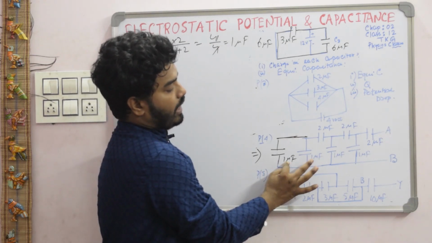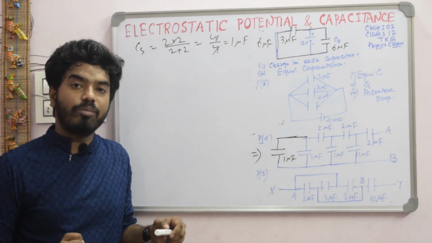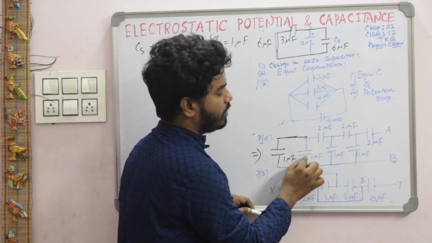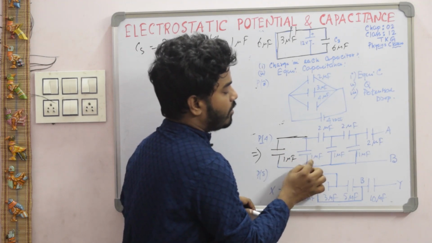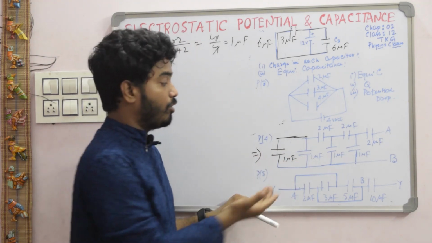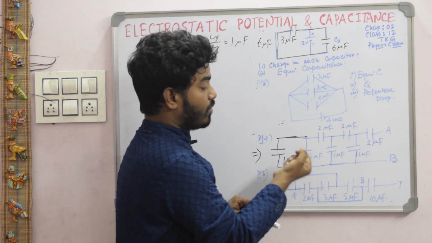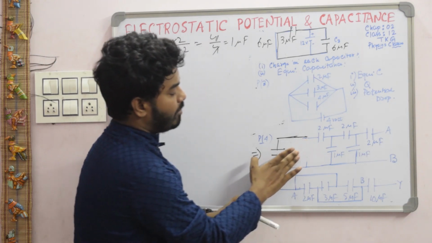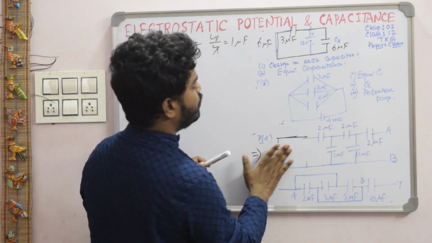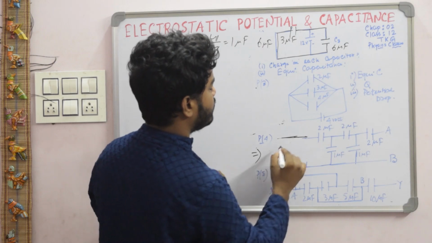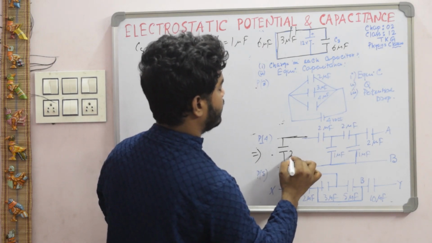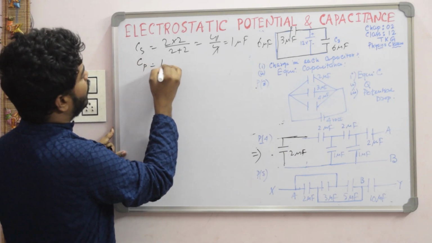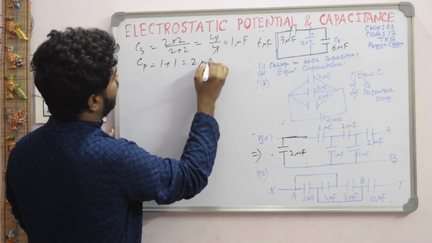Now check again. This 1 microfarad and this 1 microfarad are connected in which combination? This plate is connected with this one, and this plate is connected with this one. So 1 microfarad and 1 microfarad are connected in parallel combination. So what will be the equivalent capacitance? 1 plus 1, that is 2. Now simplify this part. So this part becomes 2 microfarad. That is, Cp is equal to 1 plus 1, that is equal to 2 microfarad.